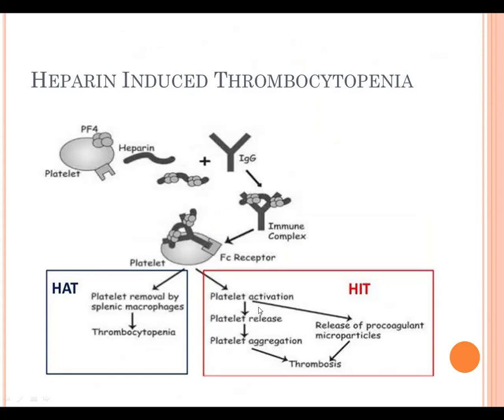So the platelet activation process occurs due to release of certain chemokines, and platelet release and aggregation happen, and that may lead to thrombosis. So this is heparin-induced thrombocytopenia, and this thrombosis may be a generalized one, and it may lead to decreased platelet count due to the consumption of the platelets that leads to thrombus formation.